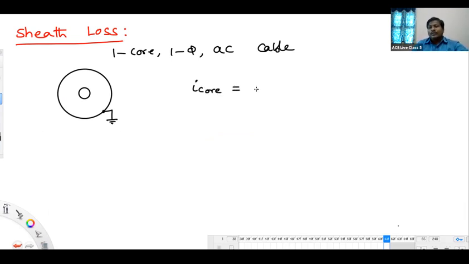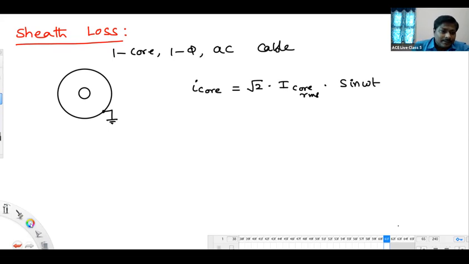I will write that formula as √2 into the core current RMS value into sine omega t. Actually, Im sine omega t is how we write the current in instantaneous form, but I'm writing it as √2 into RMS current, which is the peak current, into sine omega t.